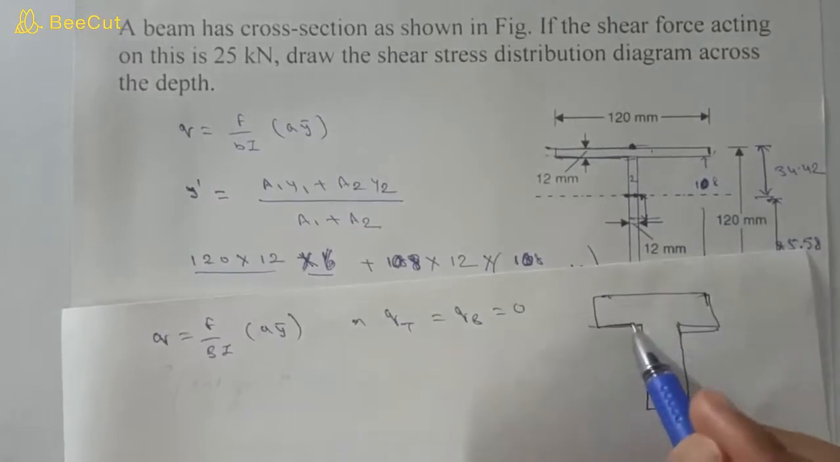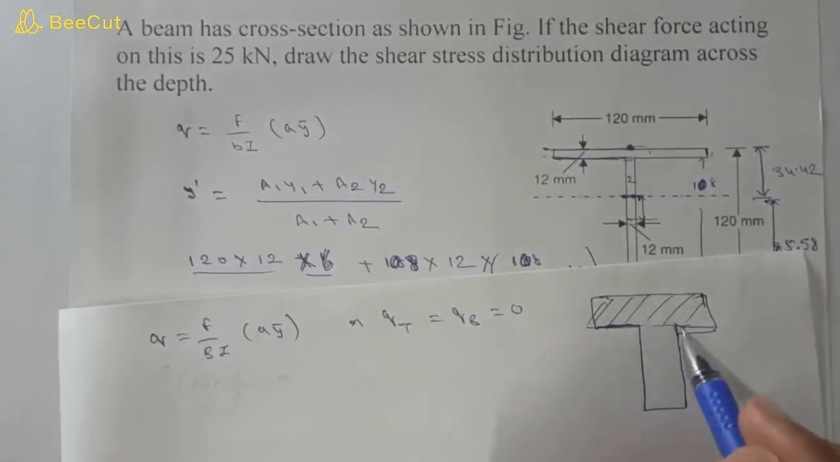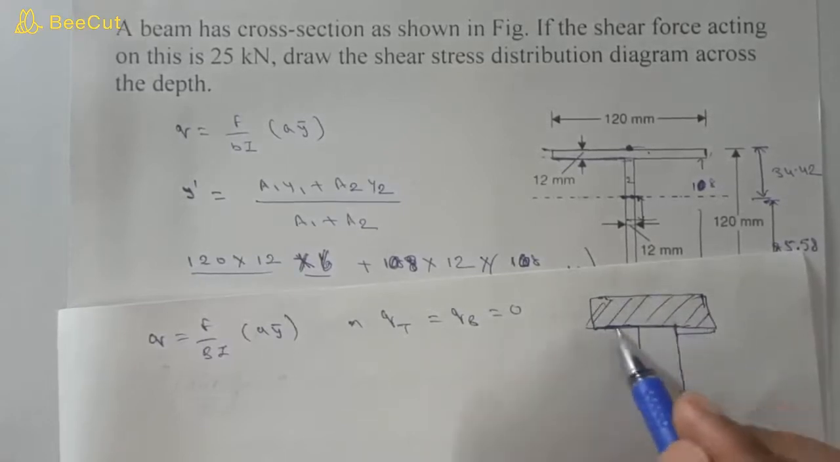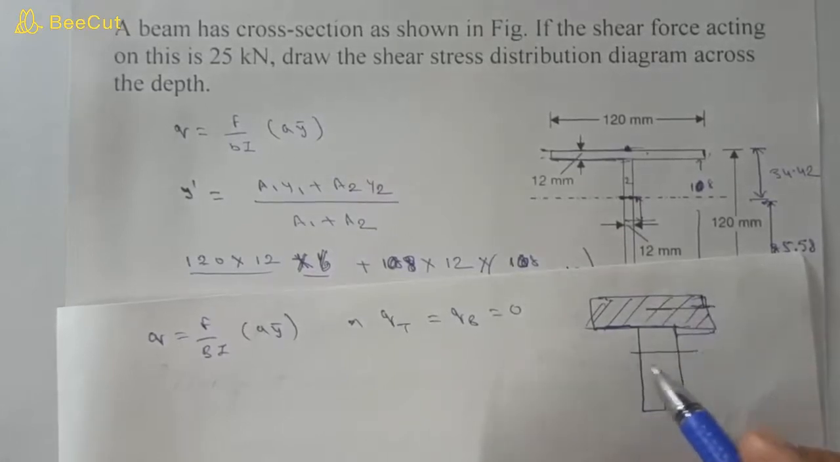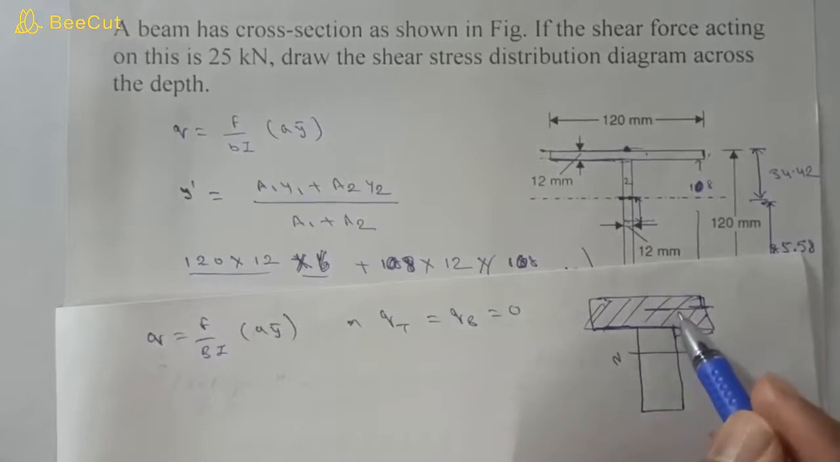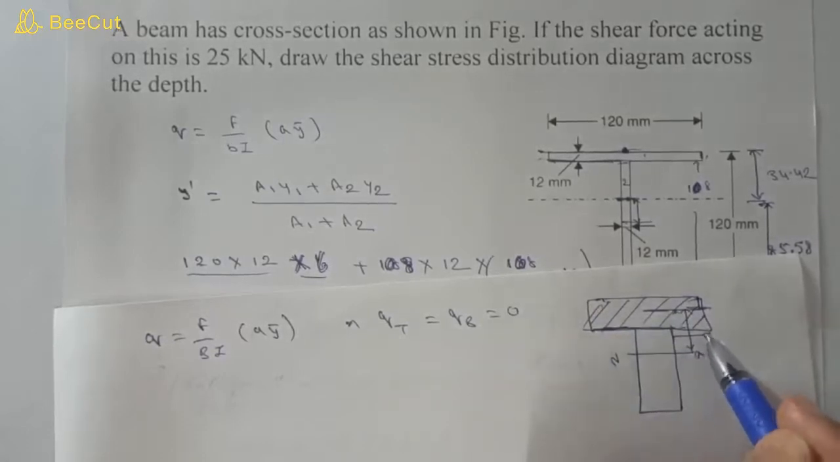So we have to calculate at this point. The area above this will become this whole area, and y bar will become the distance of the neutral axis from the centroid of this section. This will become y bar.